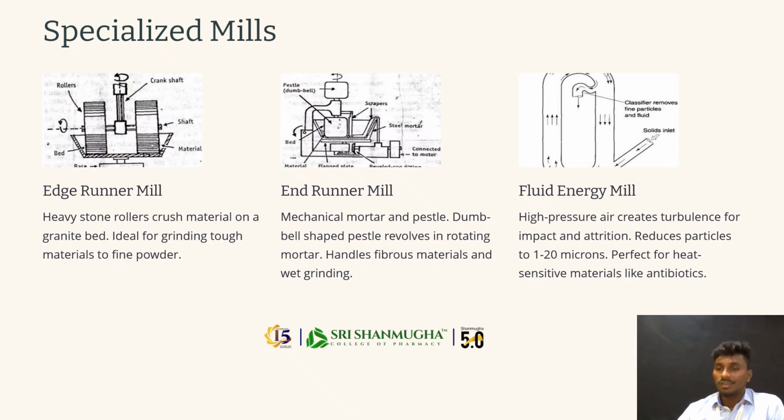Some other mills are also involved in size reduction: the edge runner mill, end runner mill, and fluid energy mill. The first one is the edge runner mill. In the instrument diagram, the two sides are the runners and the center is the crank shaft. Heavy stone rollers crush the material on a granite bed, giving fine powder. The end runner mill is similar to the edge runner mill, with a motor and pistons and a rotating drive. It handles fibrous materials by wet grinding.